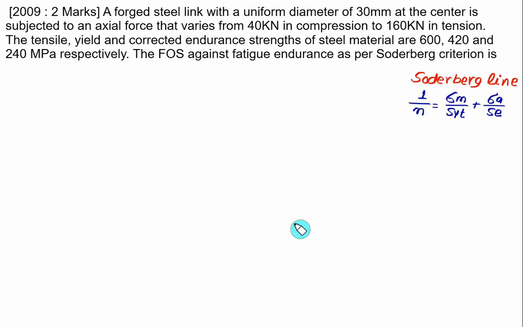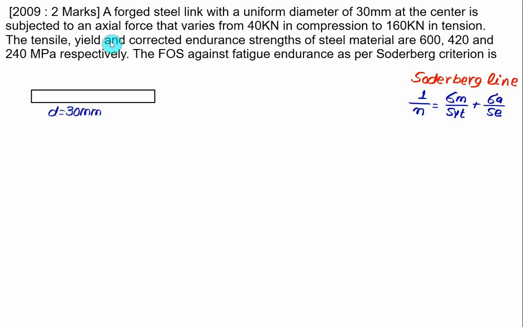According to the Soderberg criteria, the factor of safety is given as 1 upon n equal to mean stress divided by SYT plus alternating stress divided by endurance strength. Mean stress and the alternating stress we will calculate first. So let's represent here a forged steel link of diameter d equal to 30 mm.